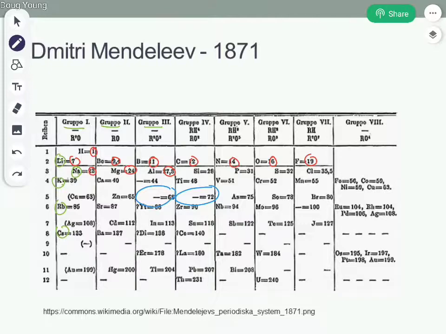And so he predicted, with really no evidence other than his organizational skills, that something should exist that weighed around 72 and something should exist that weighed around 68, which is amazing. We now know later, after this periodic table was published, that these ended up being elements gallium and germanium. So gallium and germanium on the periodic table, just for example.